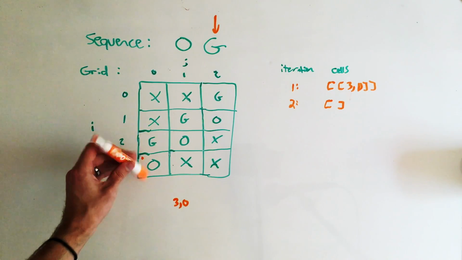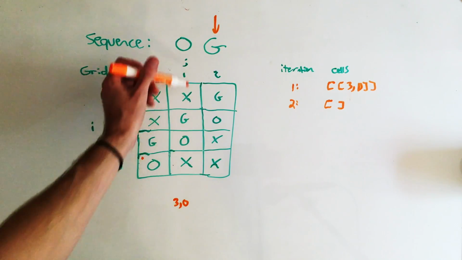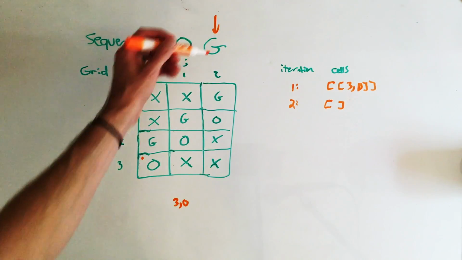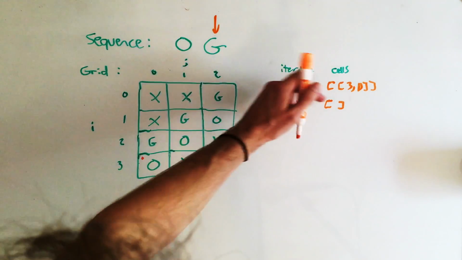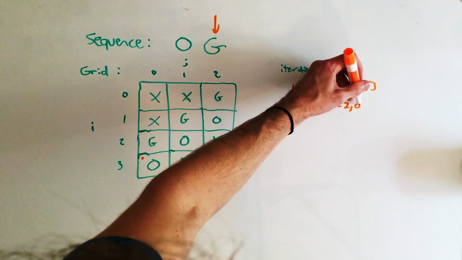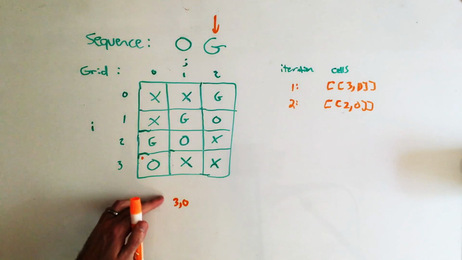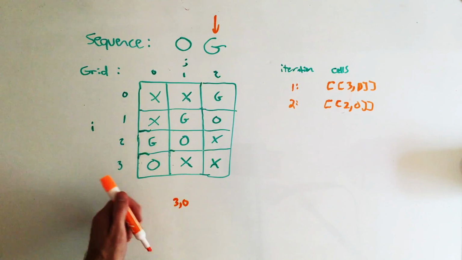And then at 3, 0, we just check, can we move to 2, 0? Can we move to 3, 1? Do they match the color that we're currently at? In this case, the only match that we find is 2, 0, so we can go ahead and push 2, 0 to our array, and then go ahead and move to that location on our next iteration.